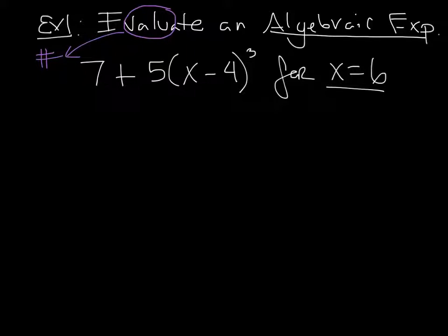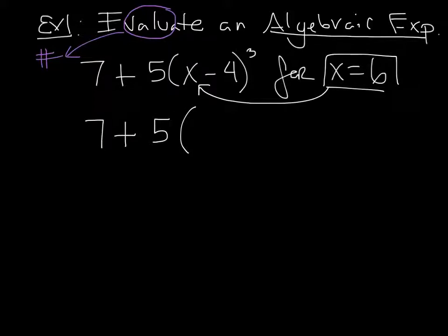Okay, so x is equal to 6, so that just means I'm going to substitute 6 for x. So we have 7 plus 5 times, and in honor of Valentine's Day, since it's coming up, or Valentine's Day weekend, I'll use pink. So 6 minus 4 cubed. So all I did was substitute the value 6 for x.